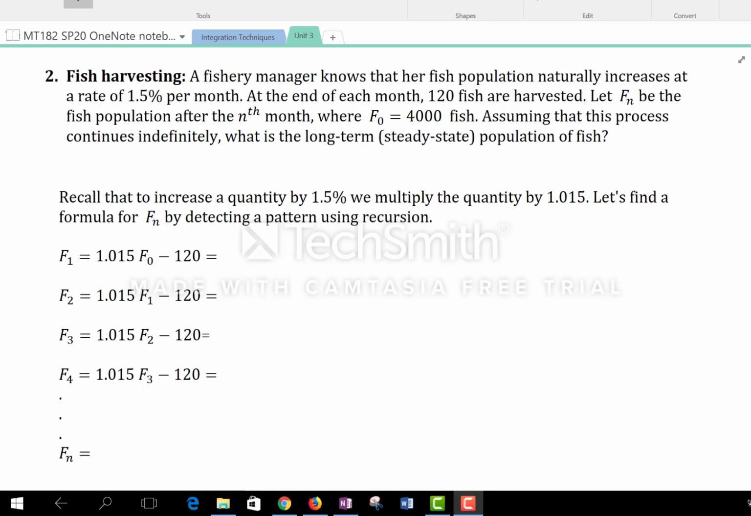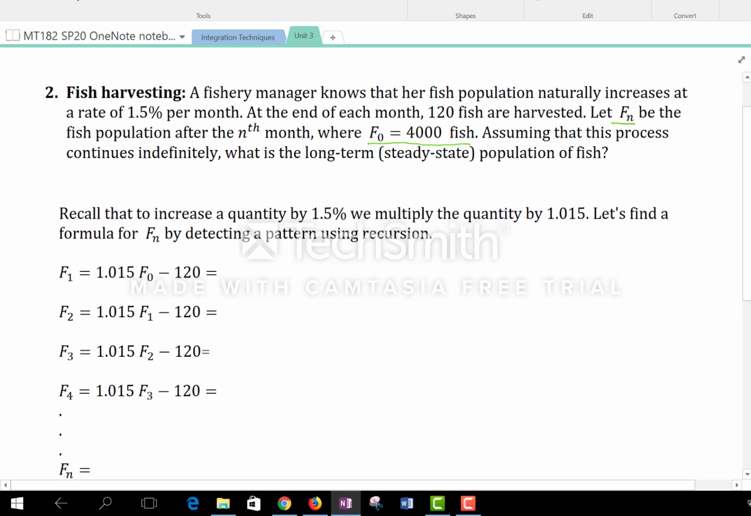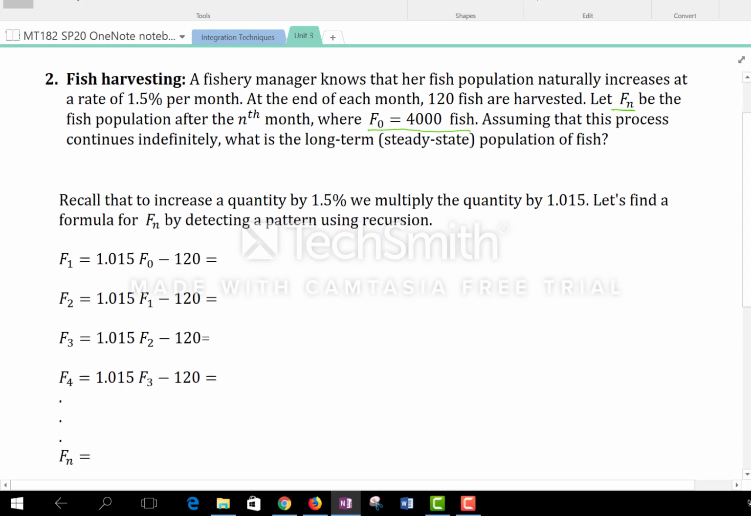Okay, so that's our goal, and we're going to let f sub n denote the number of fish after the nth month. We're going to assume that they're starting out stocking with 4,000 fish, right? And we're going to figure a formula out for this sequence and then use that formula to determine the long run behavior. Now, I've got a graph of the sequence listed below, but I just want to look at the recursion formula that we're going to be using here.